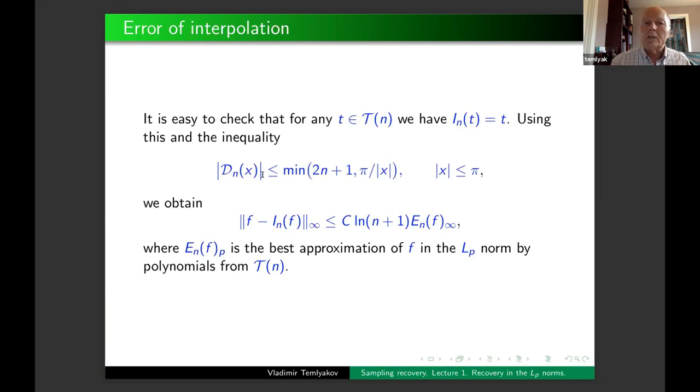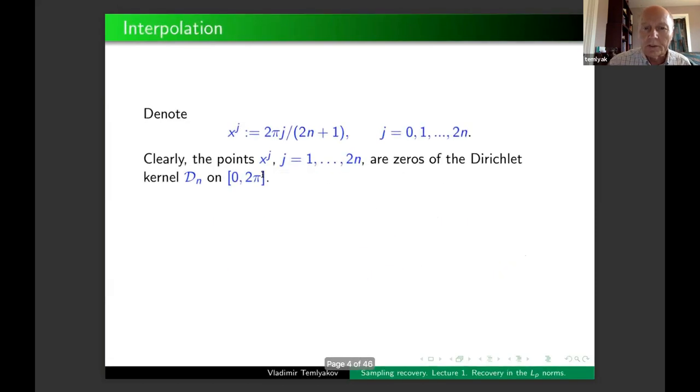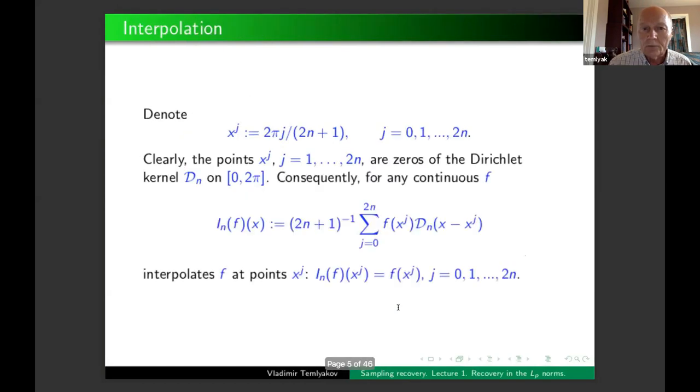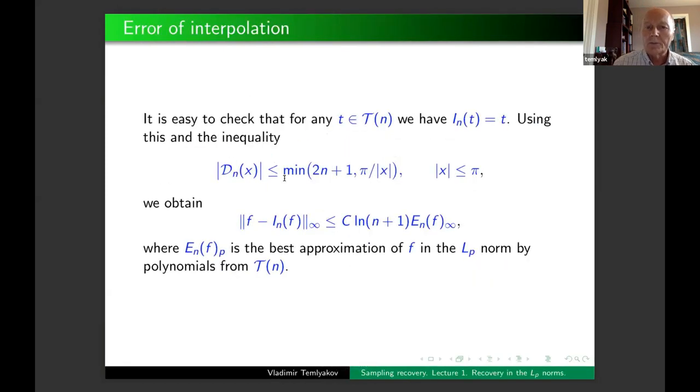Another fact is that, again from the explicit formula written here, we can find a majorant for this kernel, and the majorant is like this. This is trivial, and it follows from the sine in the denominator. So we get that bound, and it is comparatively easy to get the following relation.